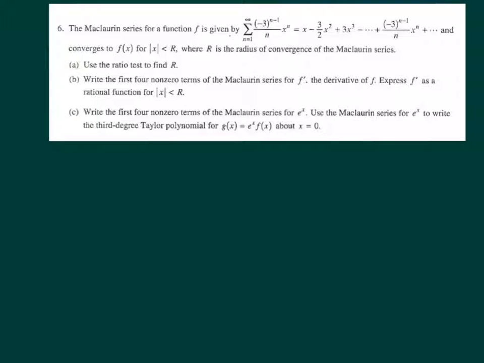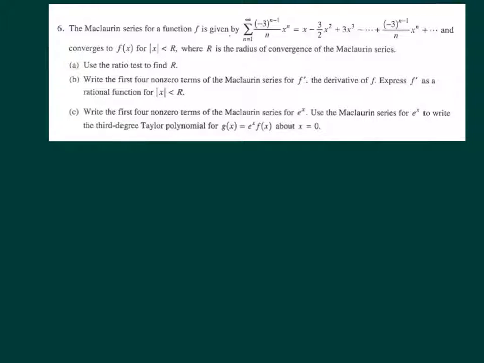Now let's take a look at number 6. We have a Maclaurin series for the function f given by this right here. And they did do a partial expansion of this, which is semi-helpful, as you'll see in a second. It's going to converge for f of x for the absolute value of x less than r, where r is the radius of convergence for the Maclaurin series.